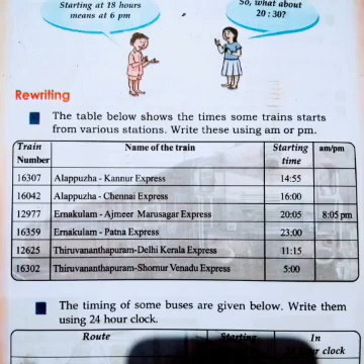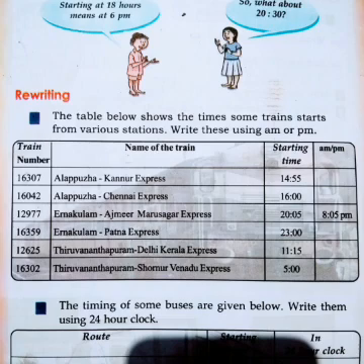Okay, now let us do the textbook activity. Take your textbook, page number 31. The table below shows the times some trains start from various stations. Write these using AM or PM. Here they gave the name of the train and starting time. That means railway time is given. We convert this time into AM or PM. One is done for us.